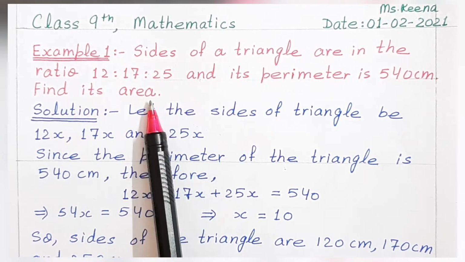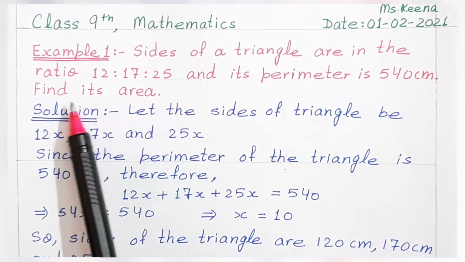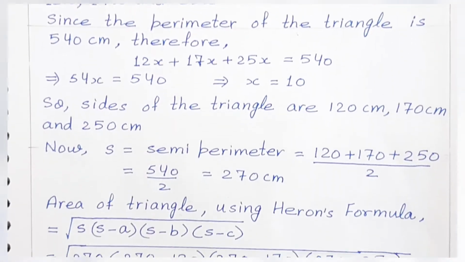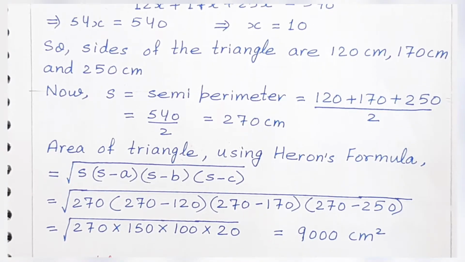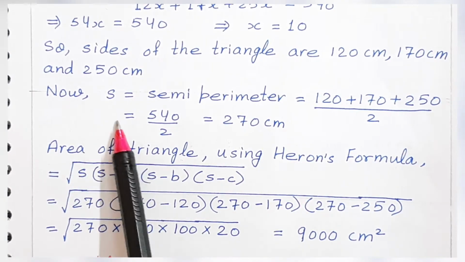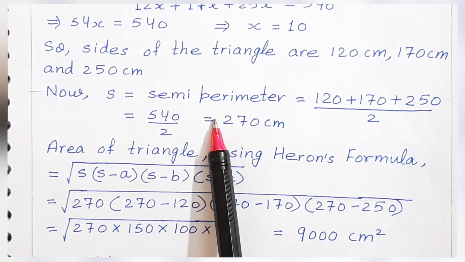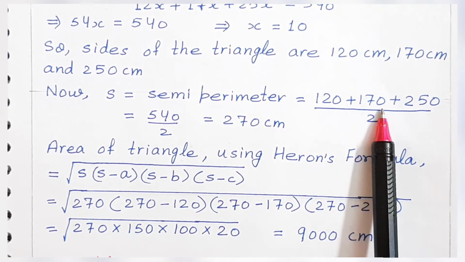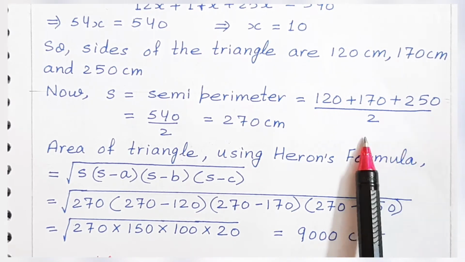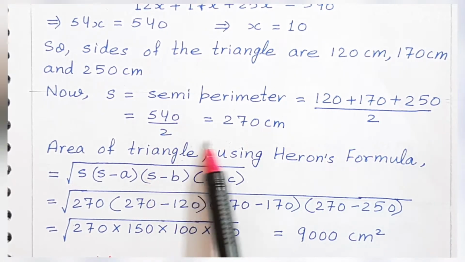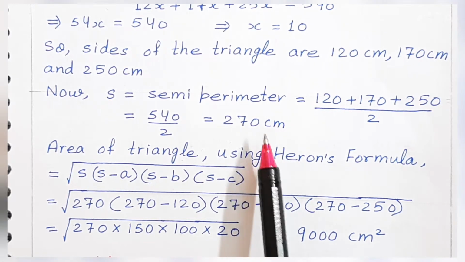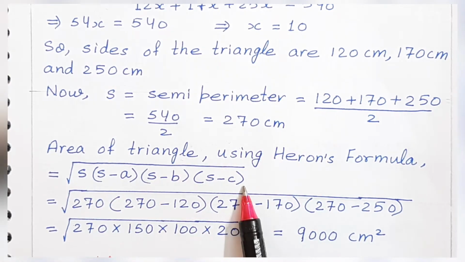Now we know all the three sides. Let us find the area. Now, in order to find the area, we need to apply the Heron's formula. So, let us find the semi-perimeter first. That is 120 plus 170 plus 250 upon 2. So, that comes out to be 270. Right? So, let us put the values in the formula now.